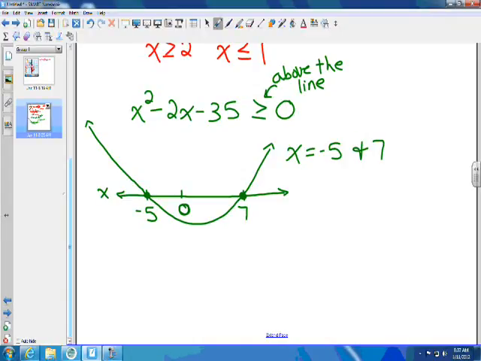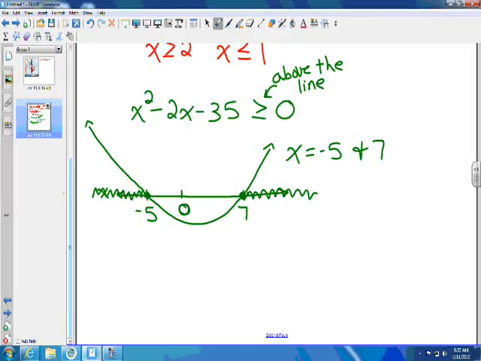So again, your answers are either going to be in the middle or left and right. Which one is the places where the parabola is above the line? In the middle or left and right? Left and right again, just like the last one was. Again, the parabola is above the line over here. That interval and that interval.